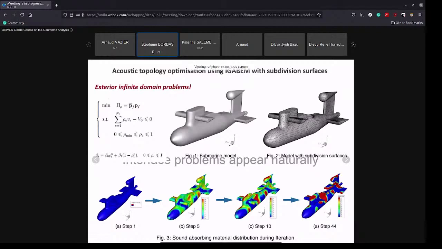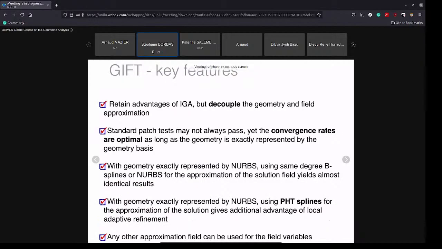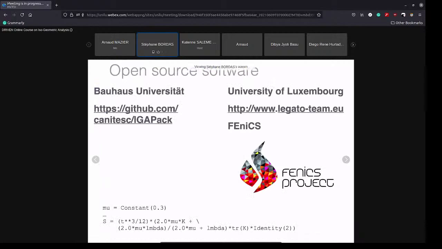Those are the submarine results that I was mentioning before. The papers are also on the screen. So you can basically do a lot with isogeometric analysis, in particular with geometry-independent field approximations.